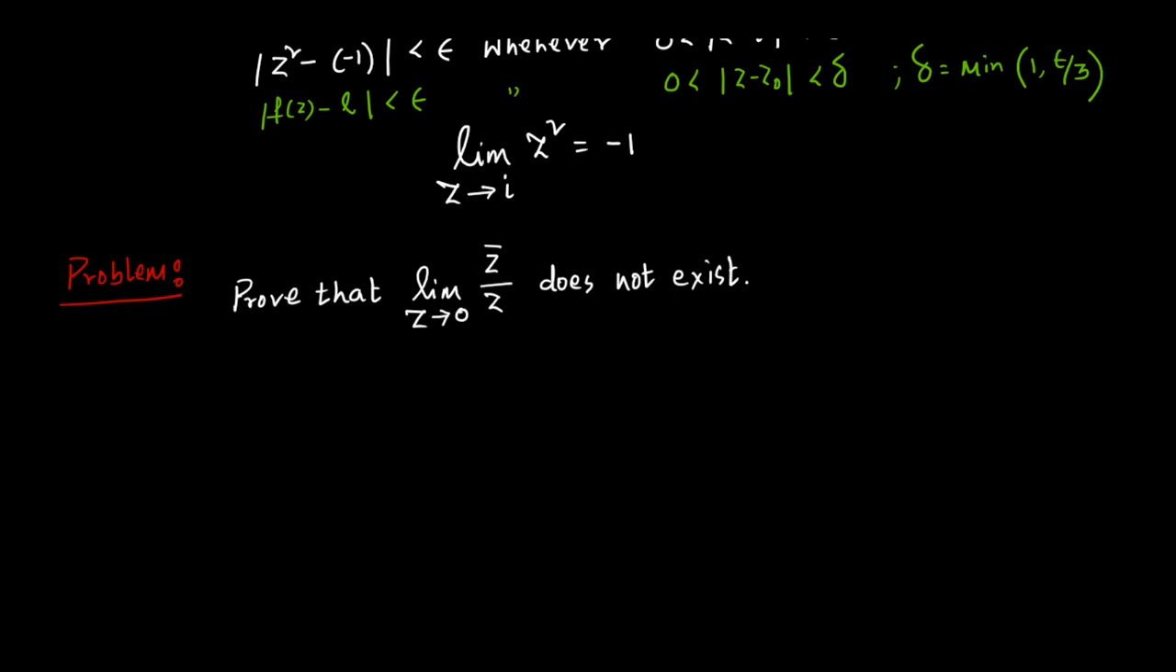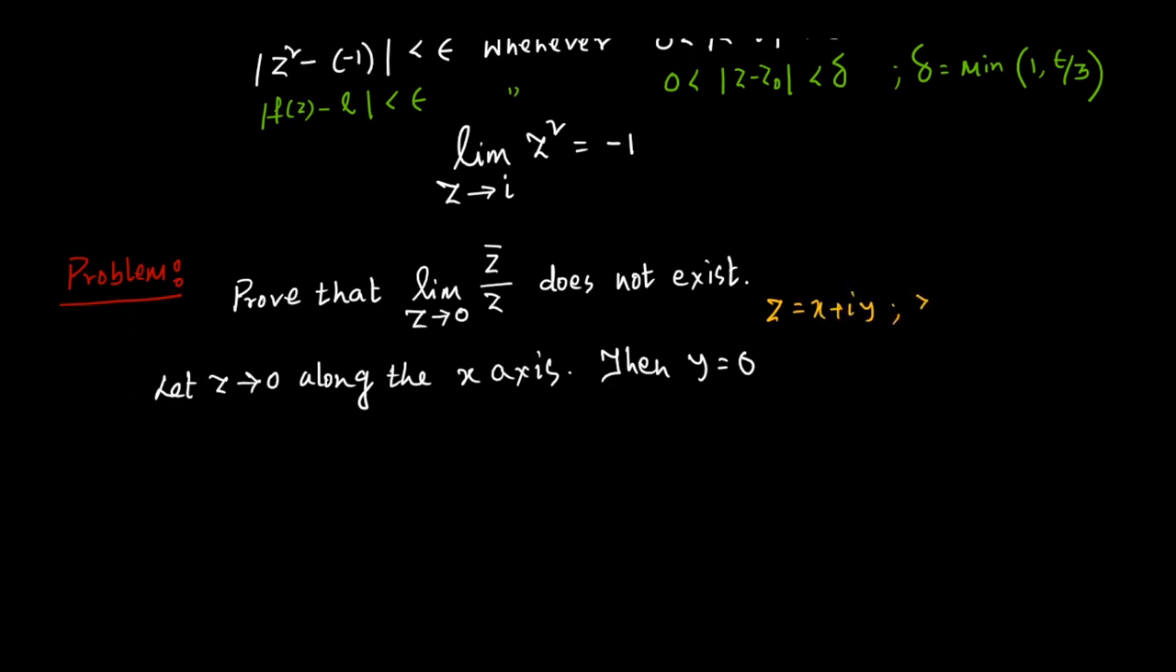Let z tend to 0 along the x-axis. Now, since it is approaching 0 along the x-axis, y will be equal to what? y is 0, because along the x-axis, y is 0. That means if I represent z as x plus iy, we know that z bar will be equal to x minus iy. Then y equals 0. Therefore, can you tell me what this limit will be?